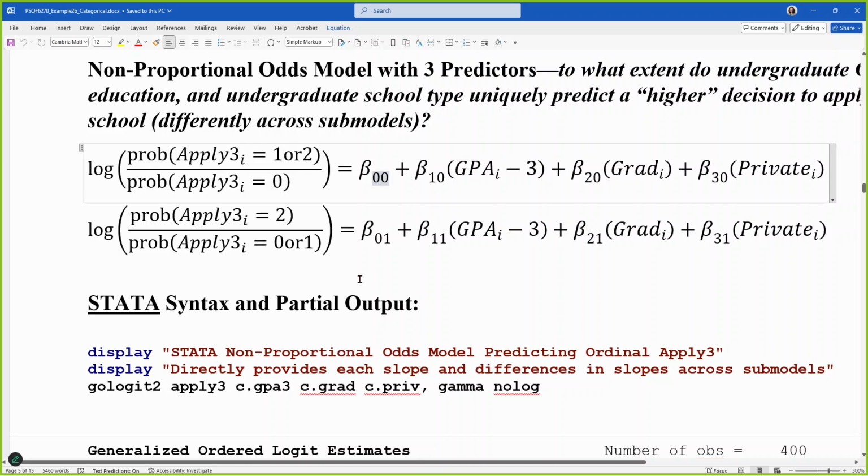So yeah, that's another reason why in practice, people don't often test this, is because the number of slopes grows exponentially with the number of categories that you're testing it across.